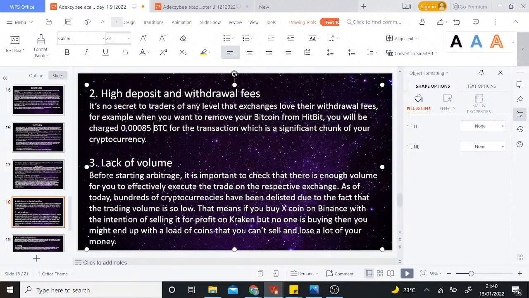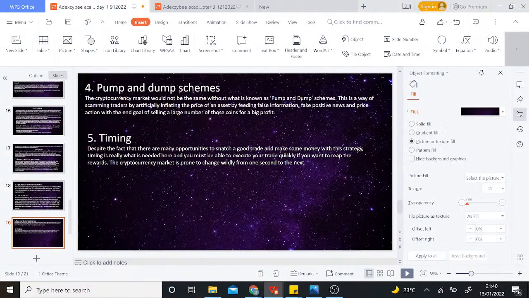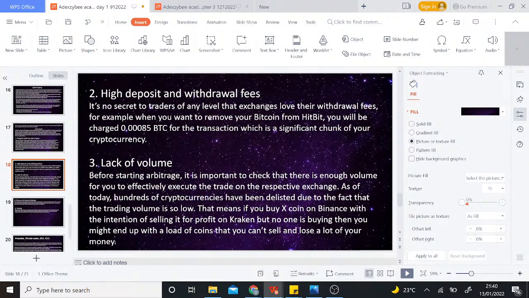Then lack of volume. This is the biggest danger in it. If you go and buy a coin, maybe you buy a coin from Hotbit because it's cheaper on Hotbit and you want to go and sell it on Probit. After buying it from Hotbit, you get to Probit, you now discover that there is no volume. Having no volume means that nobody will be interested to buy it. Yes, the price is high there, but no one is interested to buy.